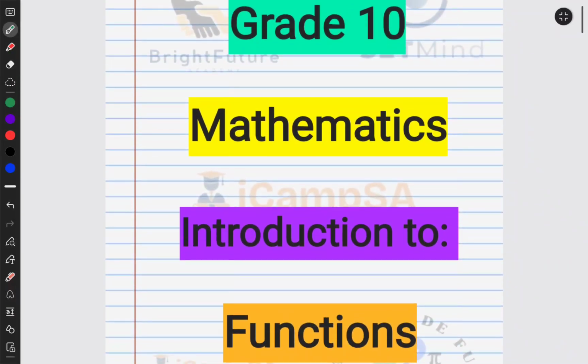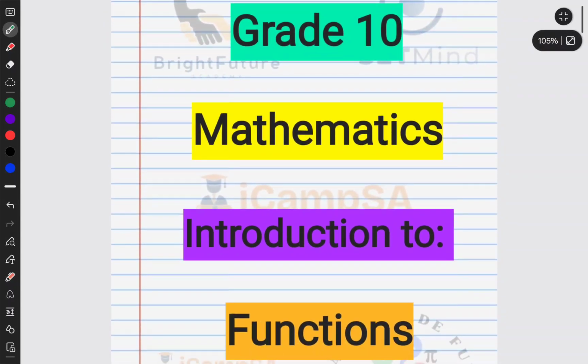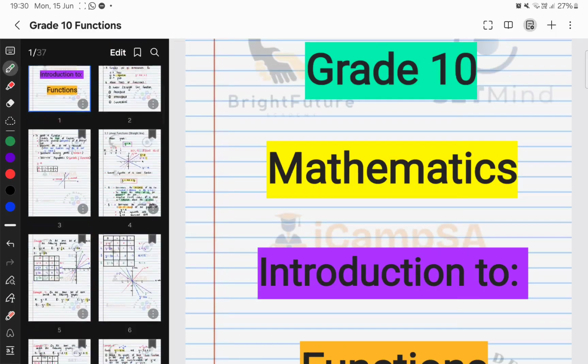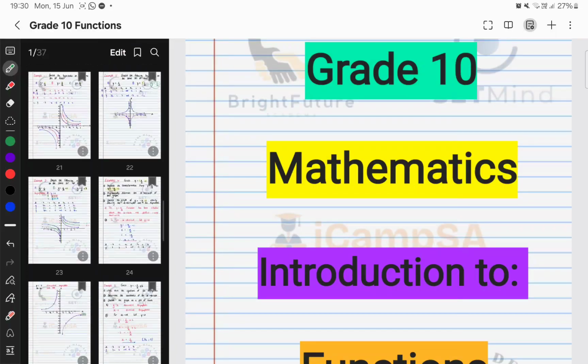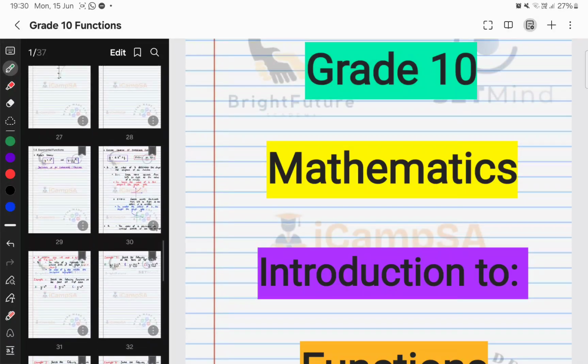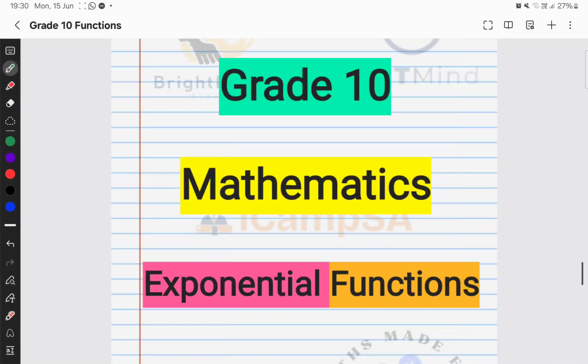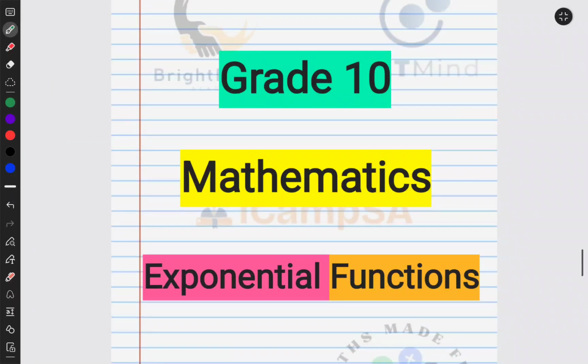Today we are going to be doing functions. We are still doing functions, but the area of focus is now exponential functions, since we have already covered most of the functions. So the area of focus for today will be exponential functions.